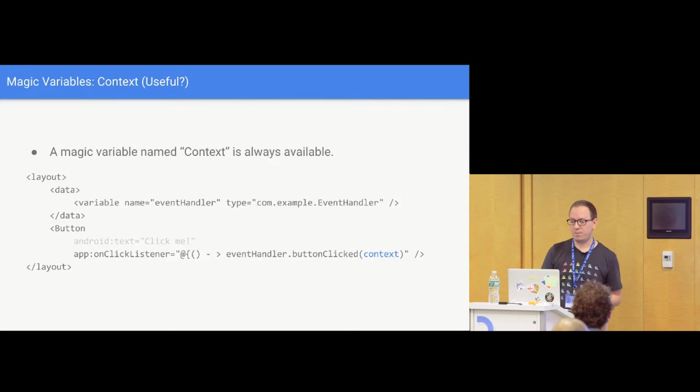Sweet. So next, another hidden feature that's not really in the documentation at all is that they've added these magic variables for you. First and foremost, context is available anywhere. So in this example, I have an onClick listener that passes a context which is not declared anywhere but magically works. Now, I personally haven't found this very useful because I'm a bigger fan of dependency injection. I would rather pass that context variable into my event handler in the constructor, but I can see how it might be useful for some folks.